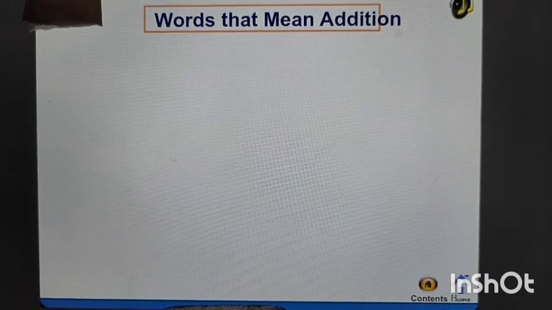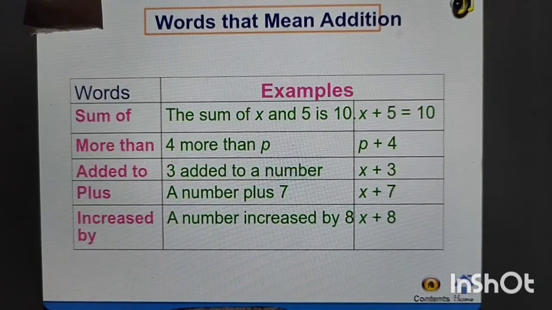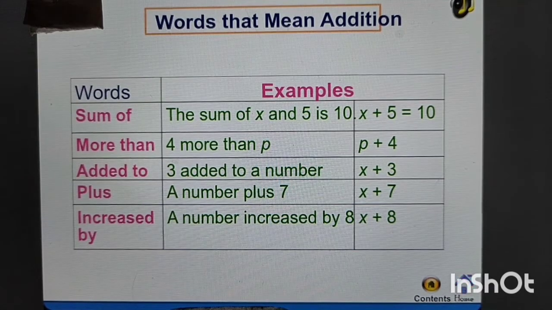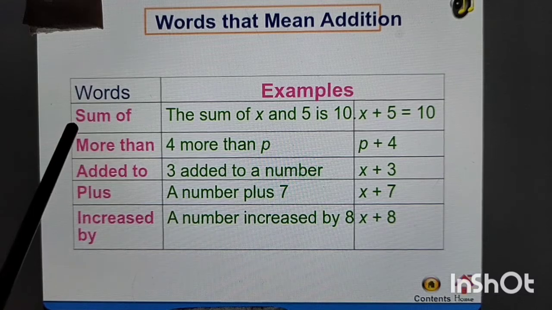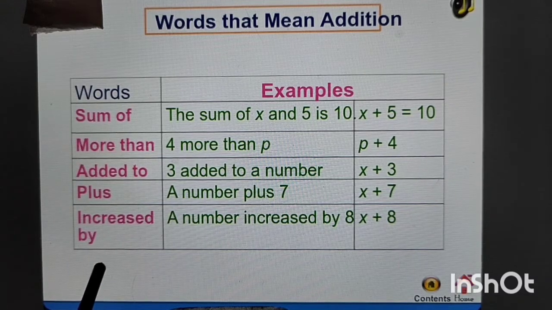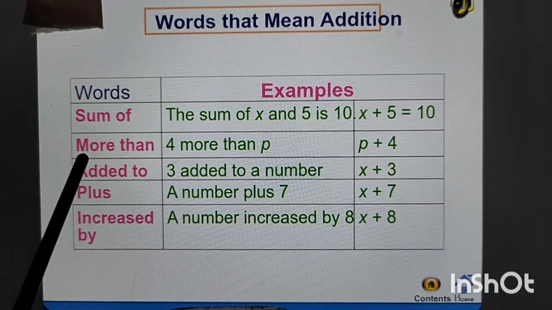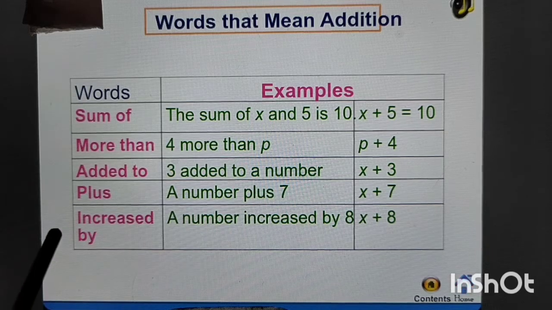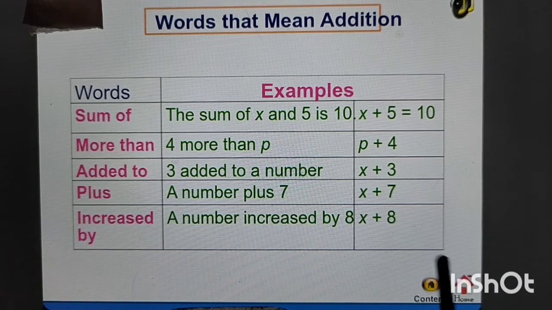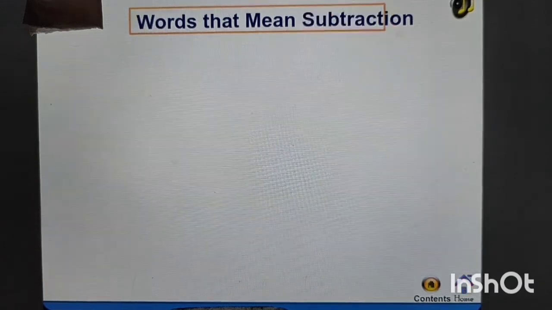Let us learn about words that mean addition. Observe the table shown here, which explains the meaning of words through examples. So students, understand the words which are used in a statement to change it into expressions. Sum of, more than, added to, plus, or increased by are all used here for the addition sign.